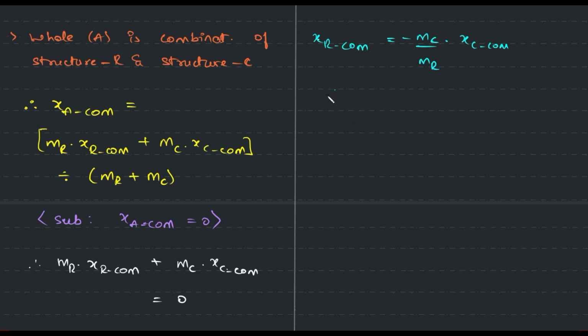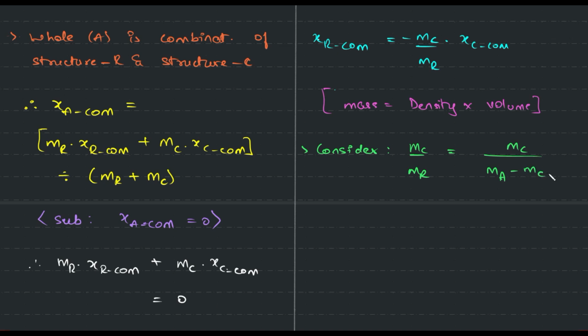But we know one thing about mass. Mass is density into volume. So let's consider the ratio mc by mr. So mc by mr, I can write it as mc by m. The result is combination of A minus C. Again, remember, this resulting disk is a combination of the whole thing minus the cutout.